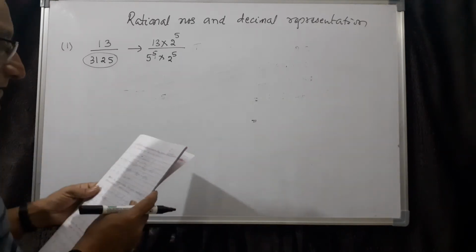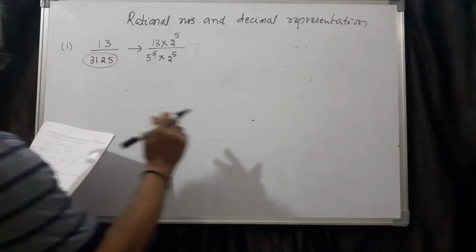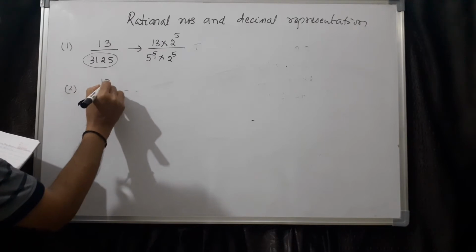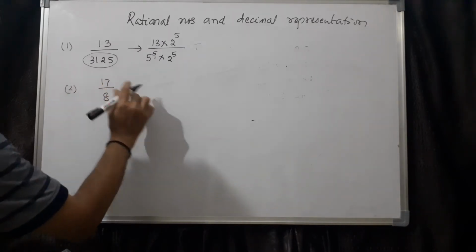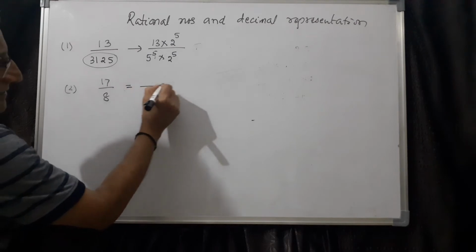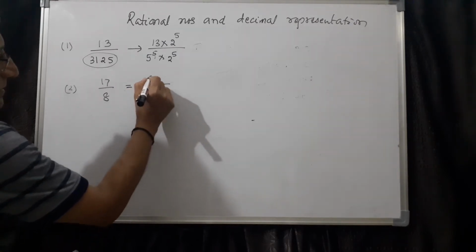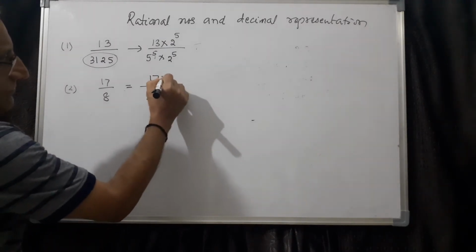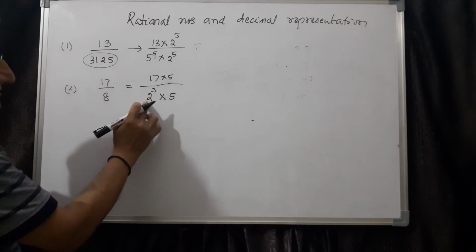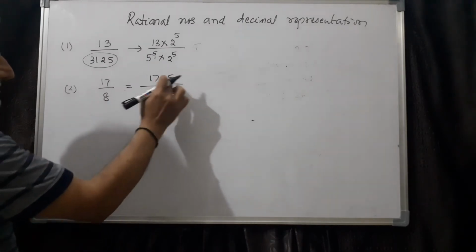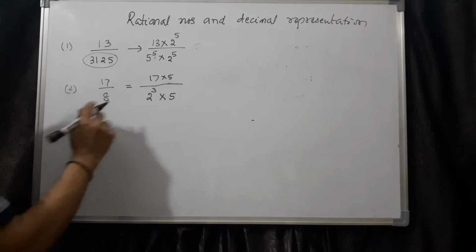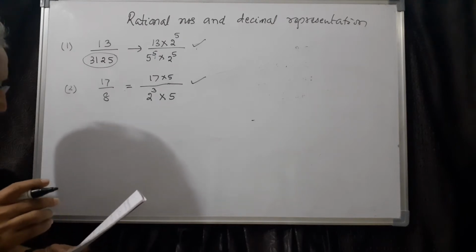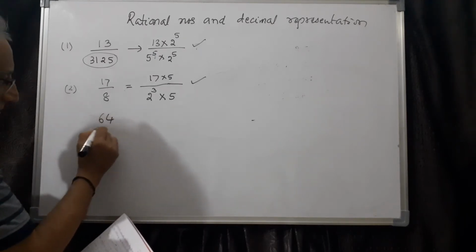Second question is 17 by, say, 17 by 8. Once again, it is very simple. I can directly write this as 2 cube into 17. So into, I can say for example, 5 into 5, so that this becomes 2 power m into 5 power n. So this is 85. So it is once again terminating. This is also terminating.